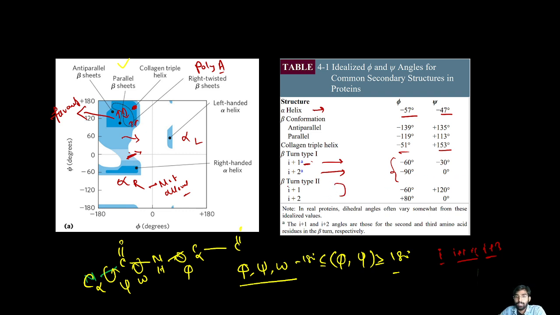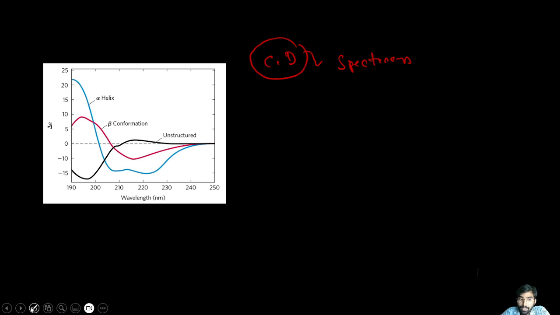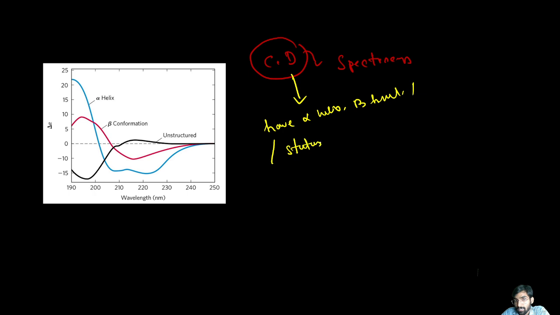Okay, great. Now, in a protein, you can actually estimate the amount of alpha helix and beta strand, some unstructured conditions through circular dichroism. As we learned this in the spectroscopy technique, right? So the CD will tell you whether your protein of interest has alpha helix, beta sheet, or the status of folding pattern, status of folding or unfolding, these things.